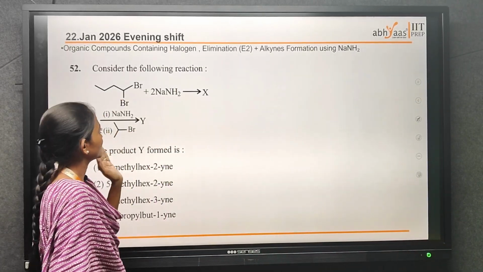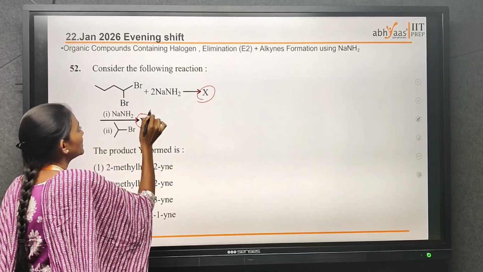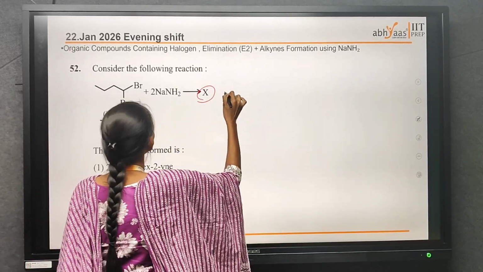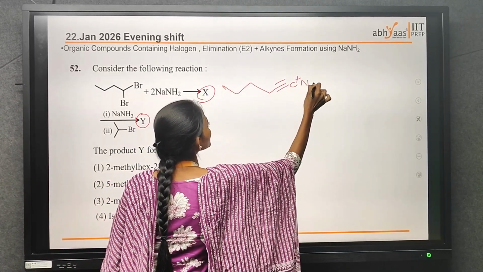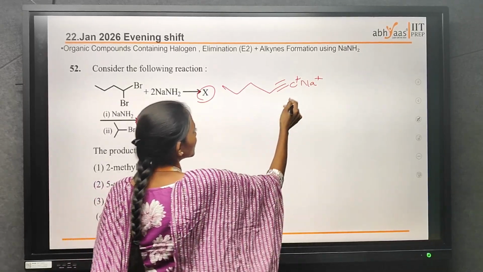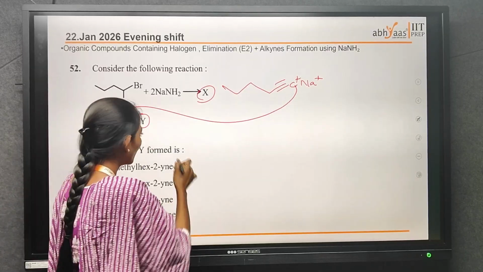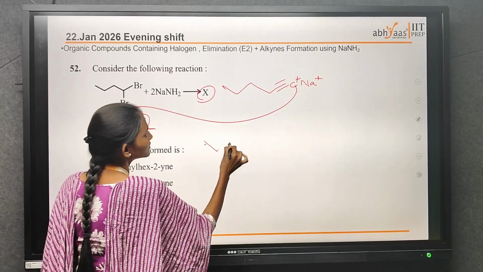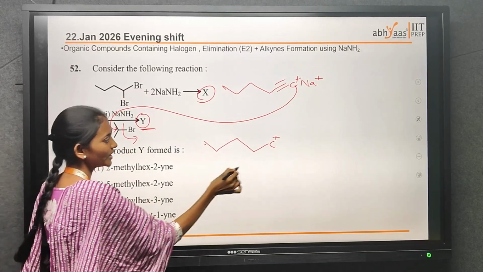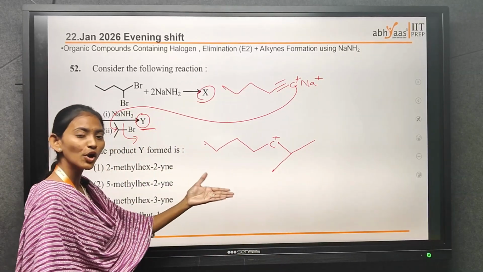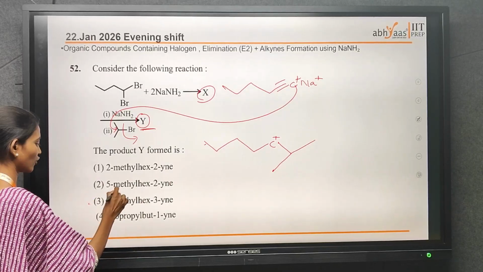Consider the following reaction. They have given bromine compound reacting with sodium amide, and they have given X and Y. When you react with sodium amide, what is happening here? You are getting a triple bond, a carbanion and sodium plus. When it is reacting here, this will attack at this position and bromine is going to move as the leaving group. Then what will be the Y product? See, 1, 2, 3, and here you are getting the product. So in this, which option can you see? 2-methylhex-3-yne. So the option will be 3.